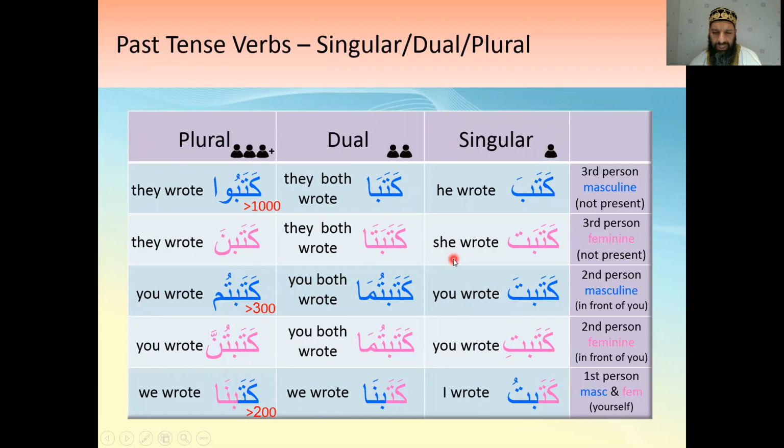So somebody's asking, what's the difference between she wrote and you wrote? On this one you would say katabat, with a sukoon on the ta. This one is katabta, katabta. The sukoon is on the ba here. Katabta and katabat.